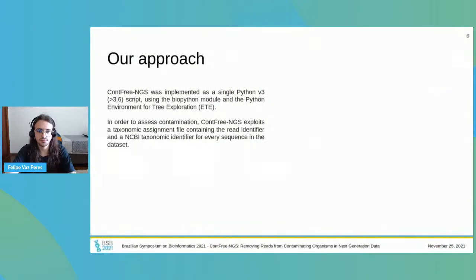So here you can see our approach. ContFree-NGS was implemented as a single Python script using the BioPython module and the Python environment for tree exploration. And in order to assess the contamination, ContFree-NGS exploits a taxonomic assignment file containing the region identifier and the NCBI taxonomic identifier for every sequence in the dataset.